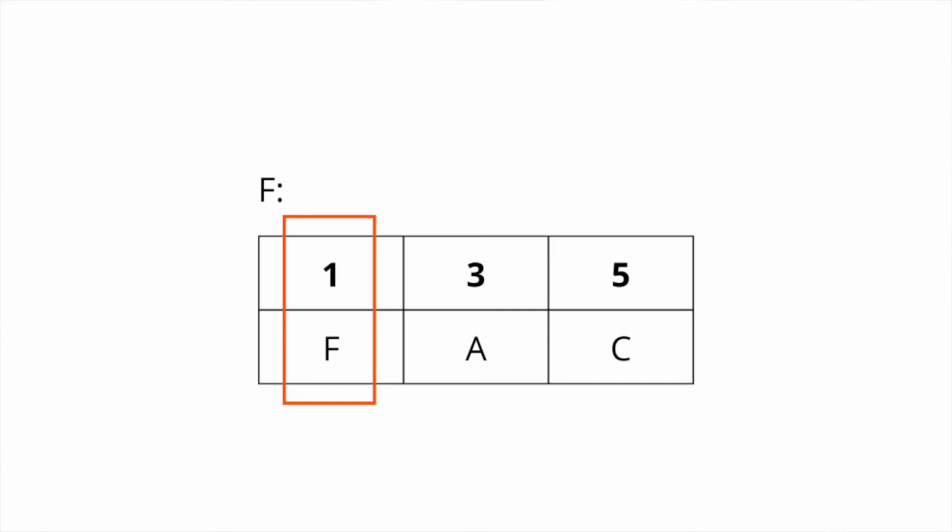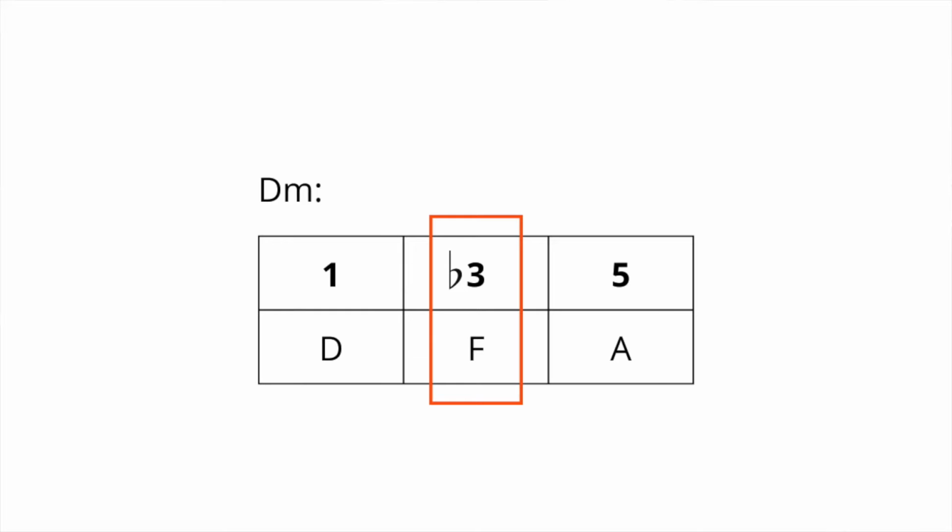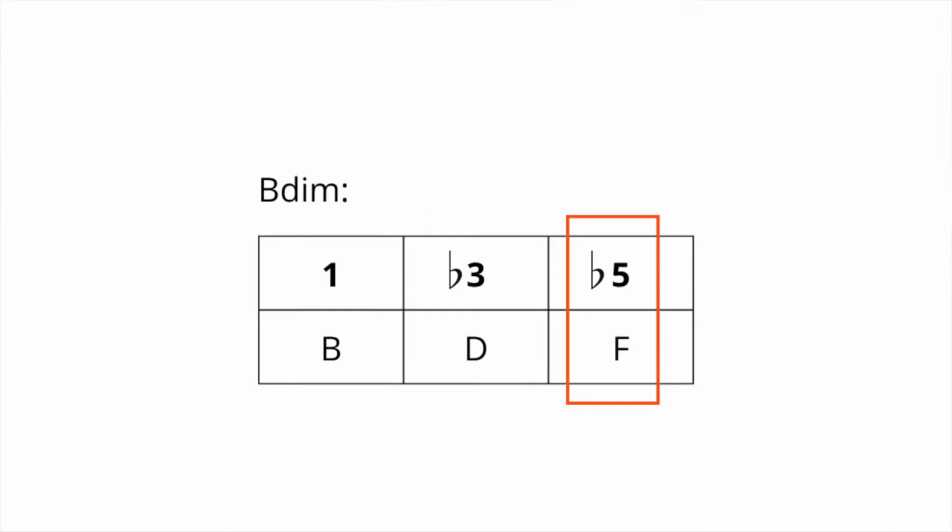F, of course, has an F in it. D minor, the 5 chord, has an F in it. And of course, B half diminished has the F in it. Okay, so they would be good chord choices simply because you've got the characteristic note in those chords.